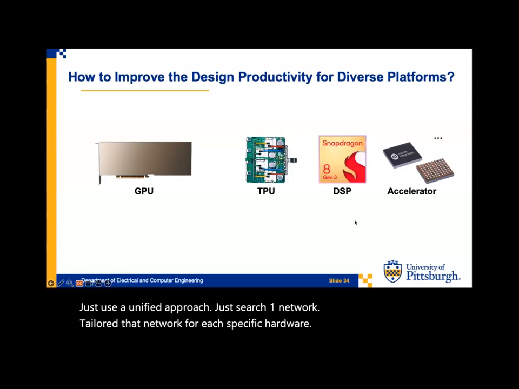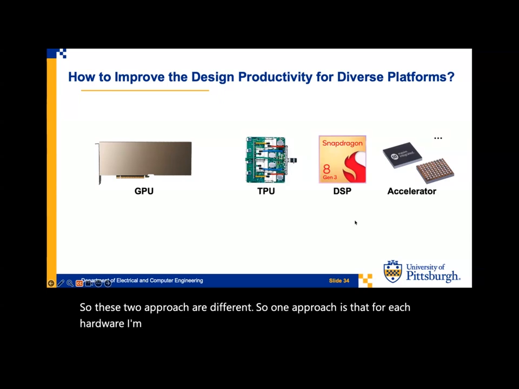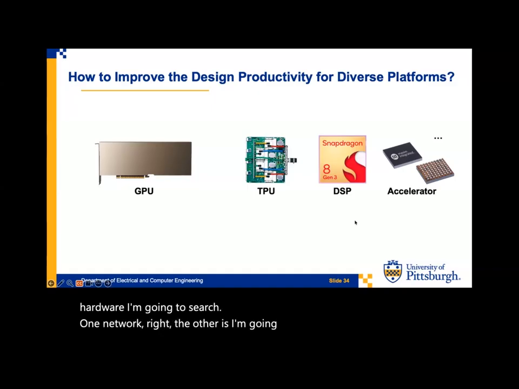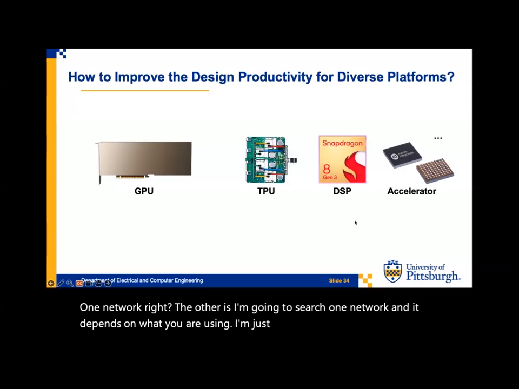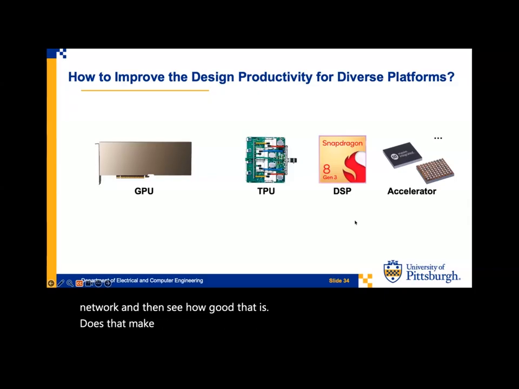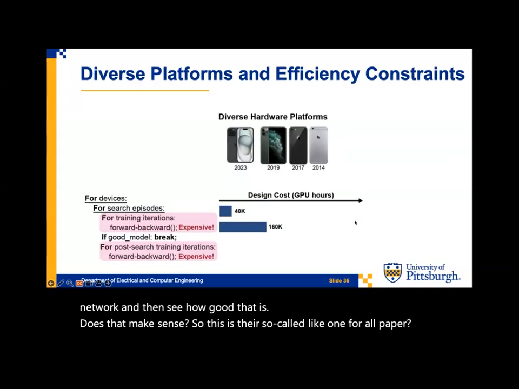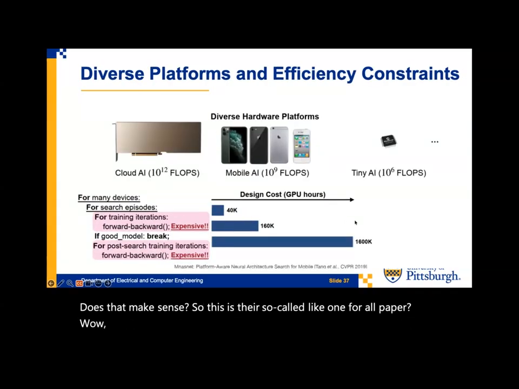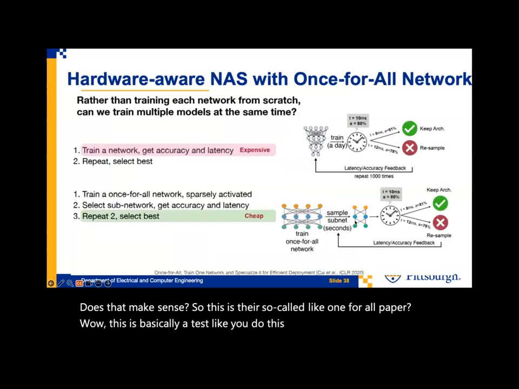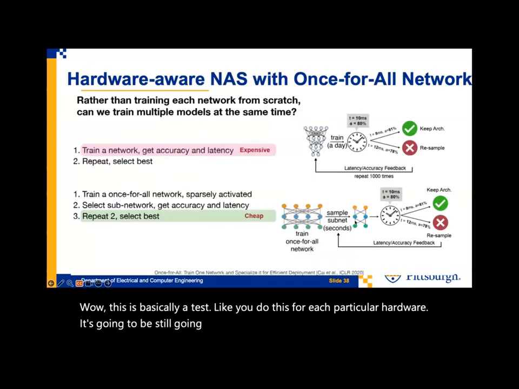So these two approaches are different. One approach is that for each hardware, I'm going to search one network, right? The other is I'm going to search one network, and depending on what you are using, I'm just going to scoop a subnetwork from this big network and then see how good that is. Does that make sense? So this is their so-called once-for-all paper. This basically says that if you do this for each particular hardware, it's still going to be really expensive.